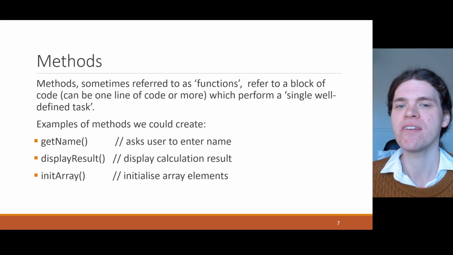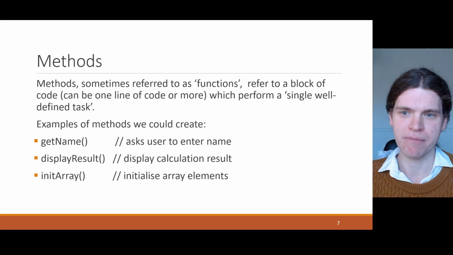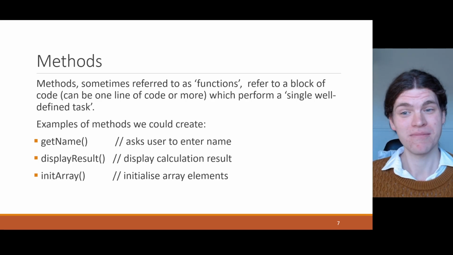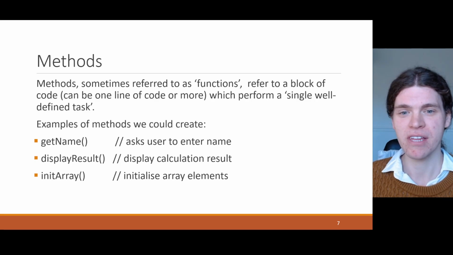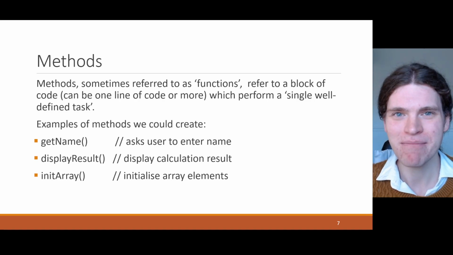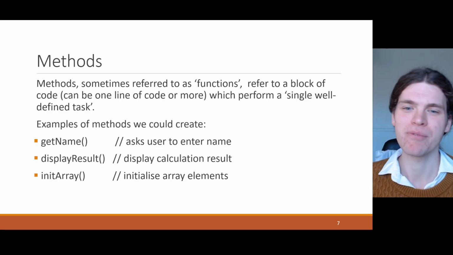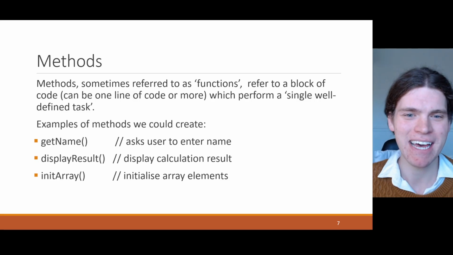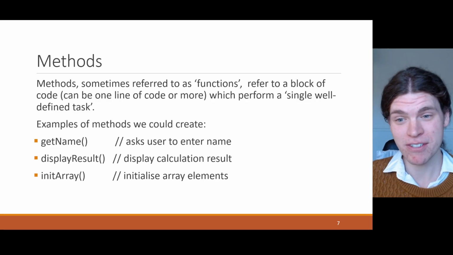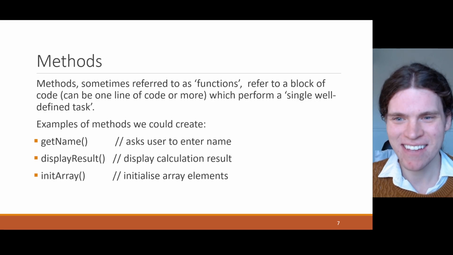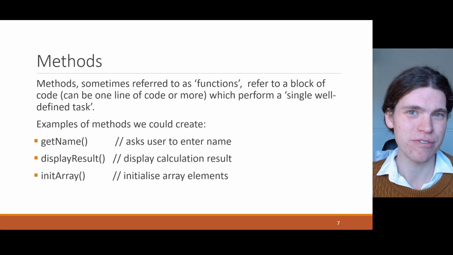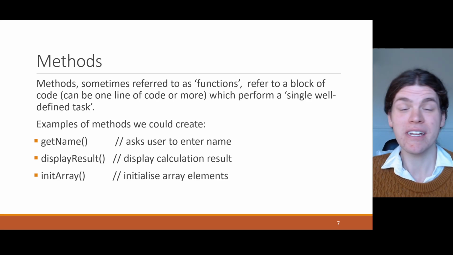Okay, so it makes sense to give our methods good, meaningful names that describe what they do. So for example, if we have a block of code that only is returning the name of a student or of a person, then we could call our block of code getName, and that might return the name of the user. DisplayResult, hopefully as you can tell, would display something to the screen. And initArray, init short for initialize, would be to initialize the array.